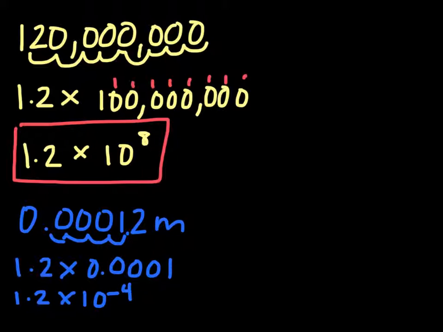Once again, notice that our exponent is the same as the number of zeros, 1, 2, 3, 4. This time, however, we're using a negative exponent to show that this number is less than 1. It's actually representing 1 over our quantity.